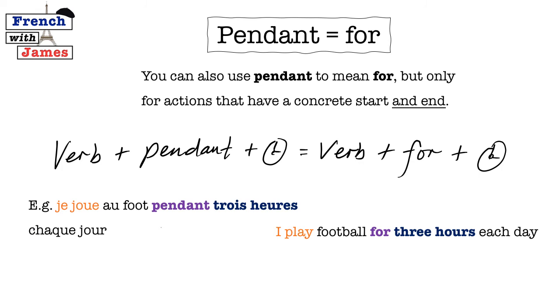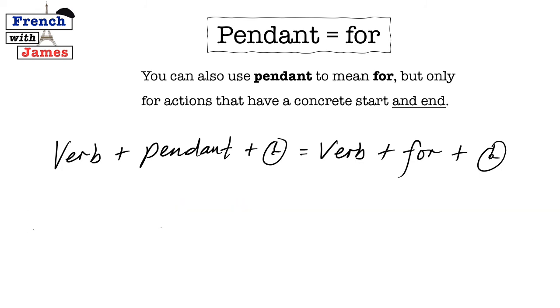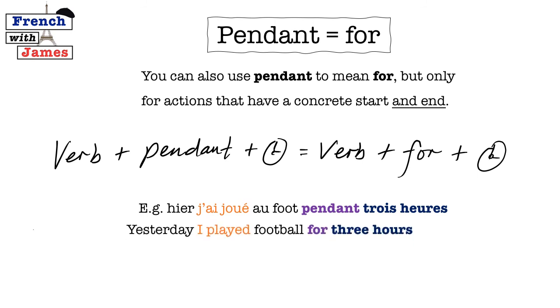And we can also use different tenses with this. So we could do it in the past tense. We could say hier, yesterday. Hier, j'ai joué au foot pendant 3 heures. So yesterday I played football for 3 hours.